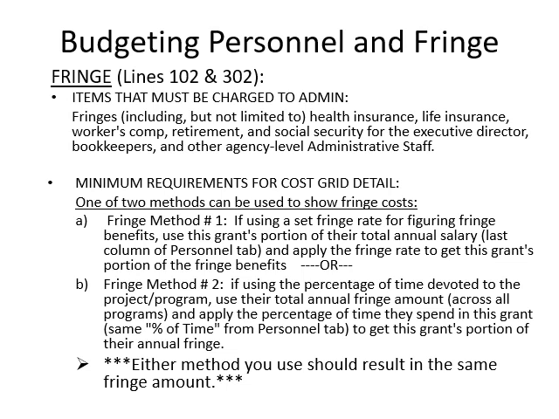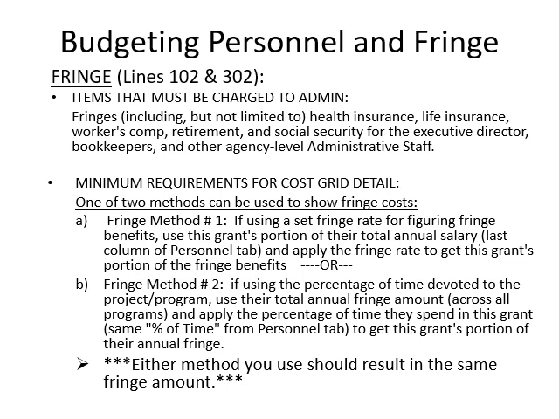The second option is if you are using the percentage of time devoted to the project or program, you use that employee's total annual fringe amount across all programs and apply the percentage of time they spend to this grant. Needs to be the same percentage of time from the personnel tab to get the grants portion of their annual fringe. And one basic difference between these two is that in the first method, you were just taking their salary and applying a set fringe rate to that.